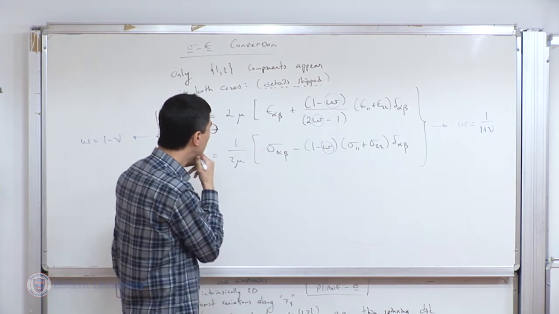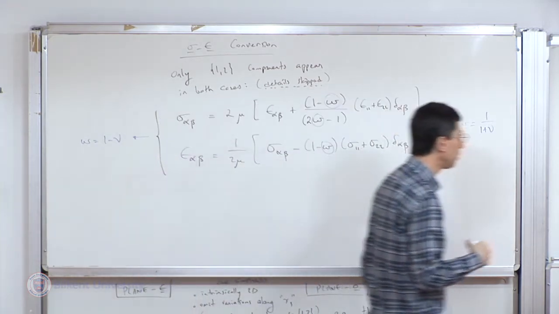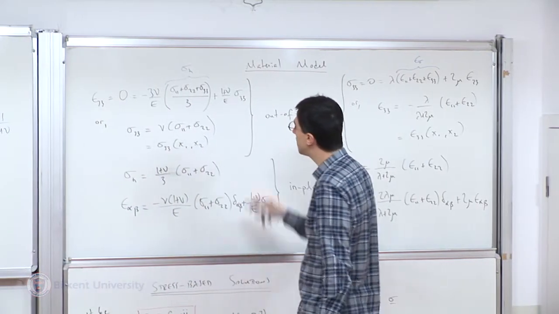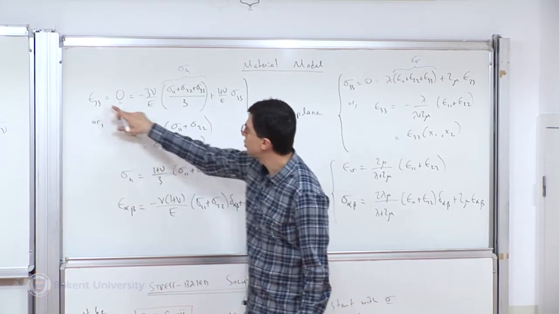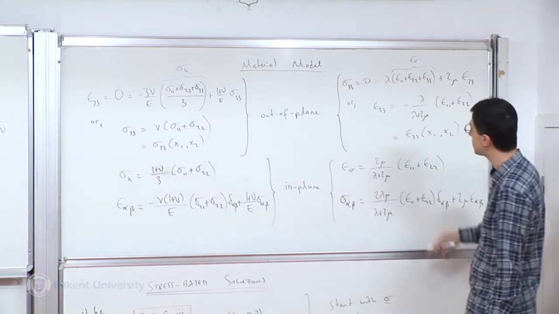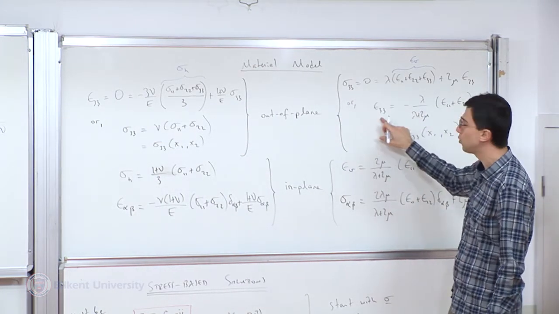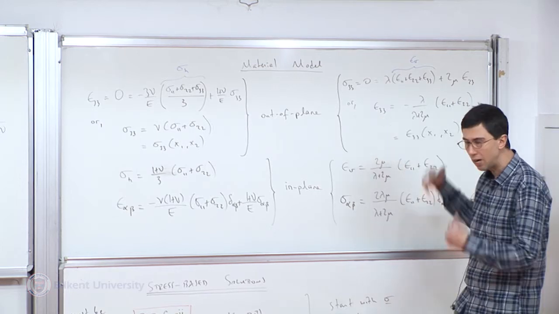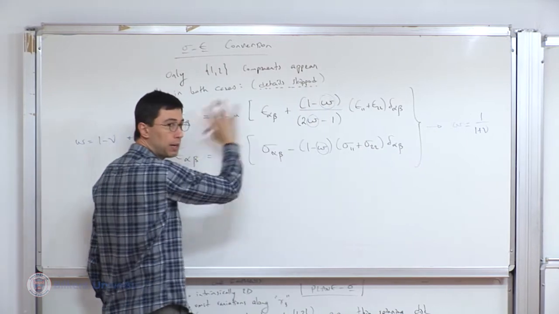Right? The constraints are in some sense different. Eventually, once you calculate everything, you know that for plane strain, epsilon 33 is 0, and you obtain sigma 33 like this. And for plane stress, sigma 33 is 0, and you obtain epsilon 33 like this. But aside from that, in terms of the in-plane components, things look generic, okay?